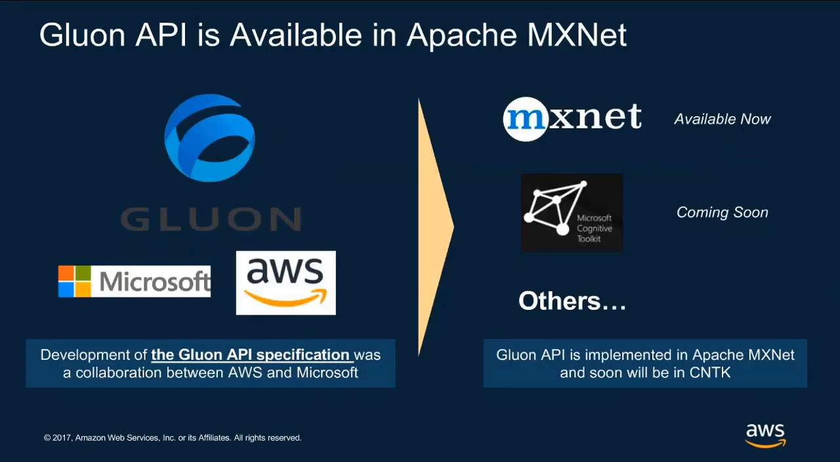As I mentioned, Gluon was developed jointly by Microsoft and AWS. It has to be implemented in the individual framework. So it is part of MXNet, and we'll be using MXNet for the code sample. It will also be released in the Microsoft Cognitive Toolkit at a later release. And we expect this to be picked up by other frameworks. It's not limited to just these frameworks. It's meant to be a broader API specification that we think would bring value to a lot of different deep learning frameworks.